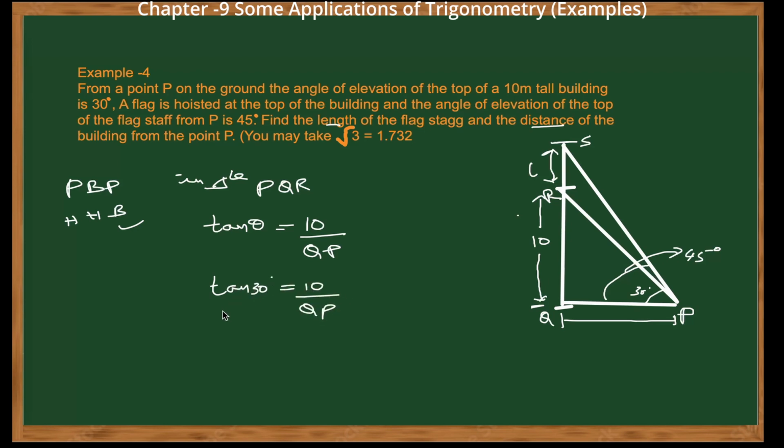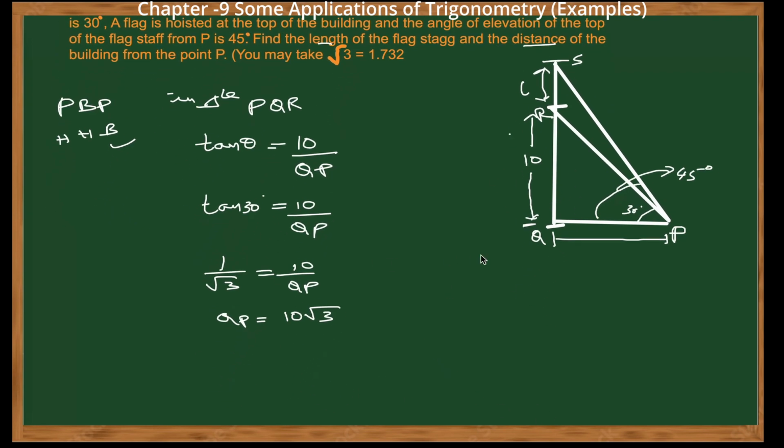What is the value of tan 30, students? From the table we know tan 30 is nothing but 1 by root 3. So it's 10 by QP, the base. QP comes to 10 into root 3. Hope this is clear, students. How did we find the QP value? In the question, the value of root 3 is given as 1.732. So let's put this value here.